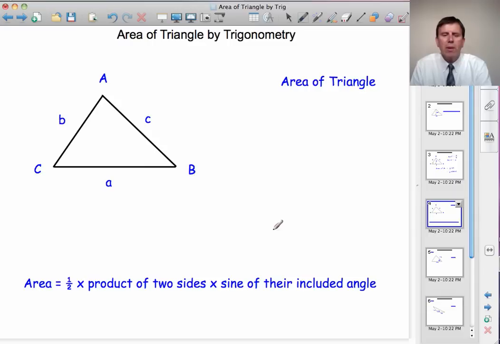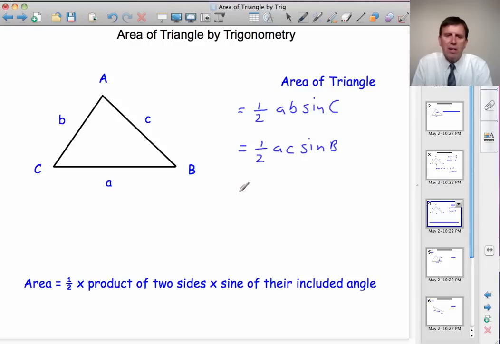So let's see if we can write down three different versions of the formula. What I want is the area is a half times the product of any two sides multiplied by the sine of their included angle. So I can write the area of a triangle is equal to a half A times B, that's that side times that side, times the sine of the included angle, sine of angle C. But equally, I could say it's a half of A times C, times the sine of this angle in between them, so it's sine B.